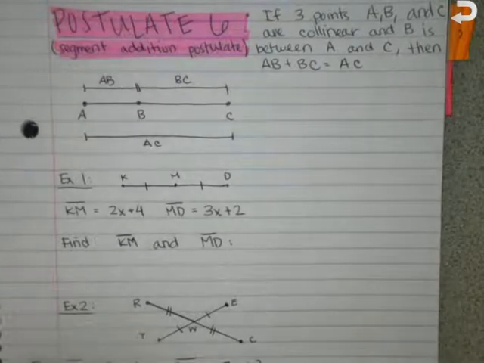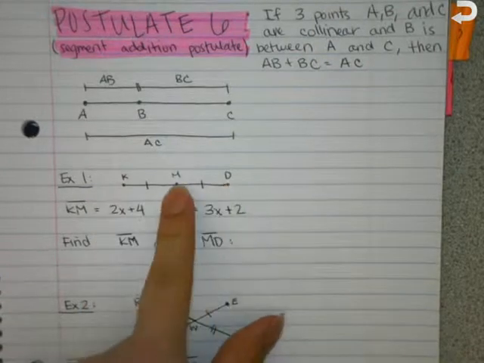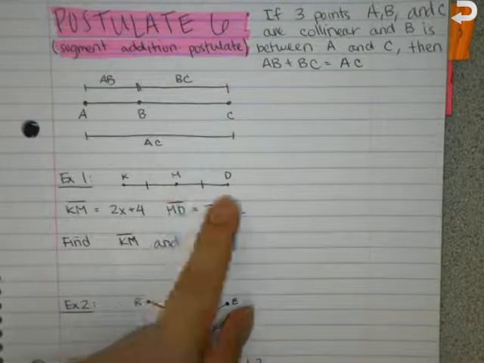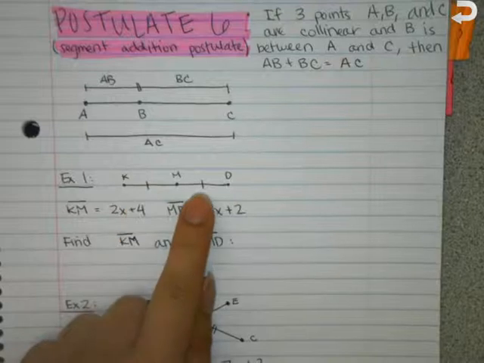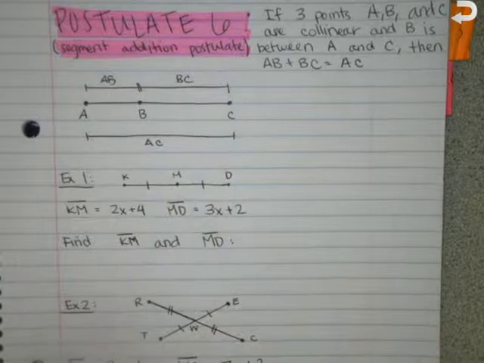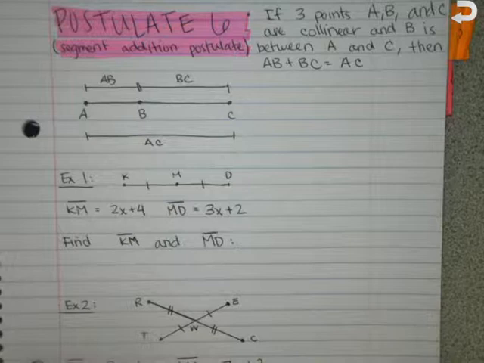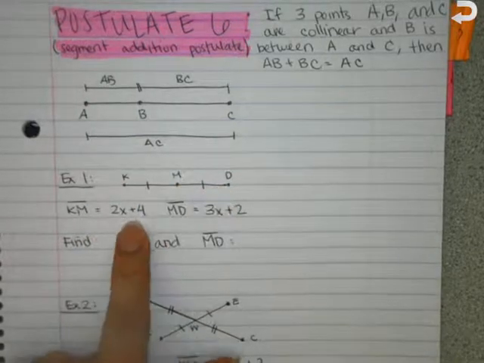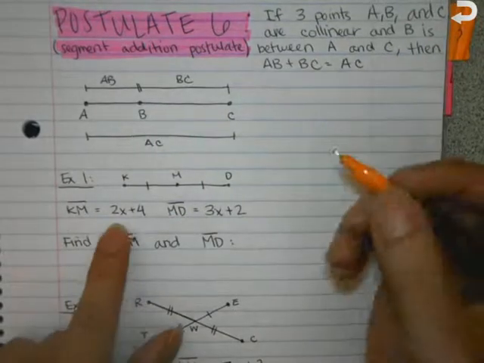Okay, so example number 1. We have the segment KD, and M is the midpoint. It cuts the line segment into two equal parts here. Once again, this mark means that they're congruent, right? And that means that the lengths of KM and MD are the same, okay? That's what that means. So since segment KM is equal to MD, why don't we just go ahead and set these equal to each other, right? Because they're the same thing. So let's go ahead and do that.